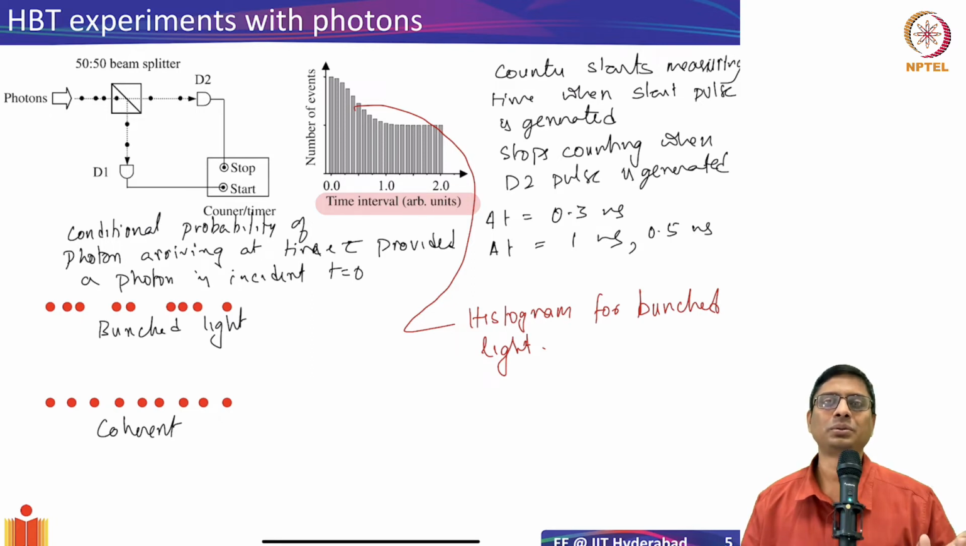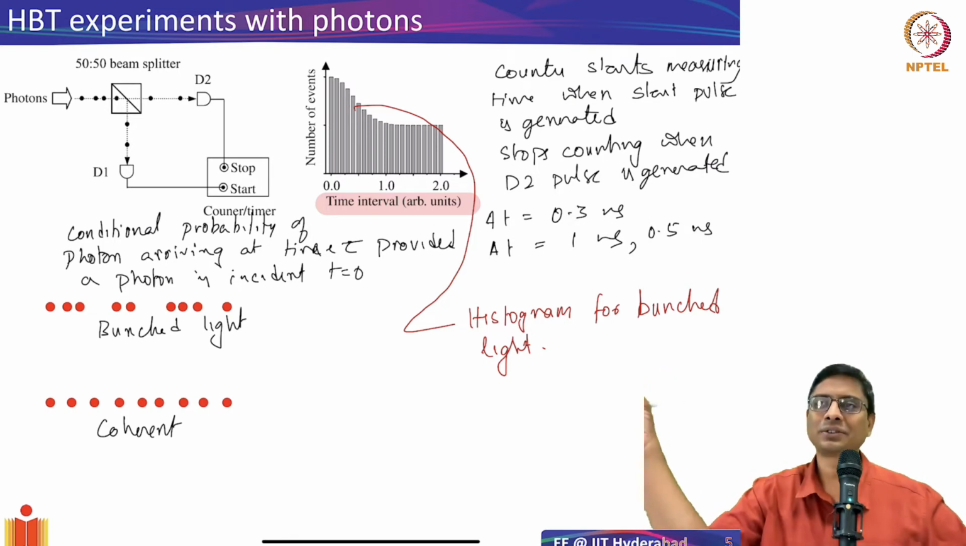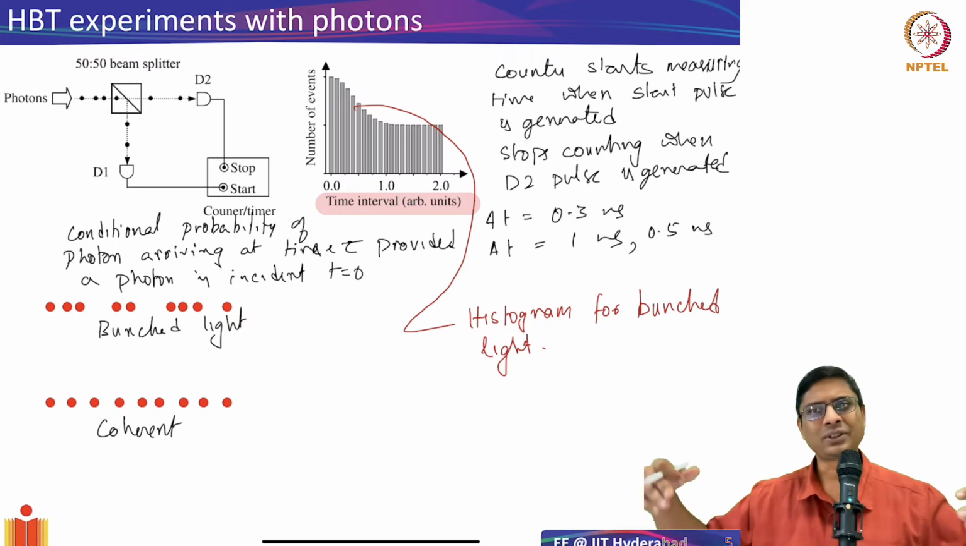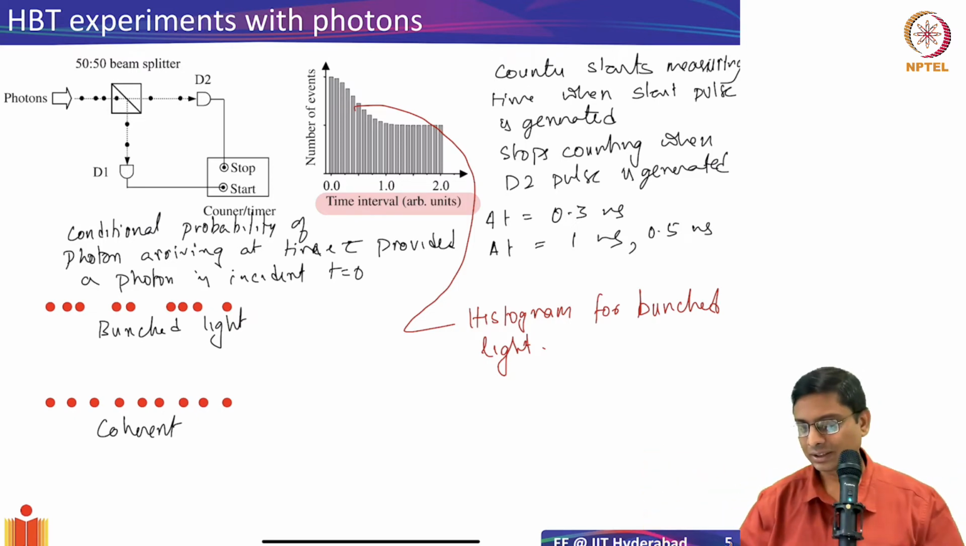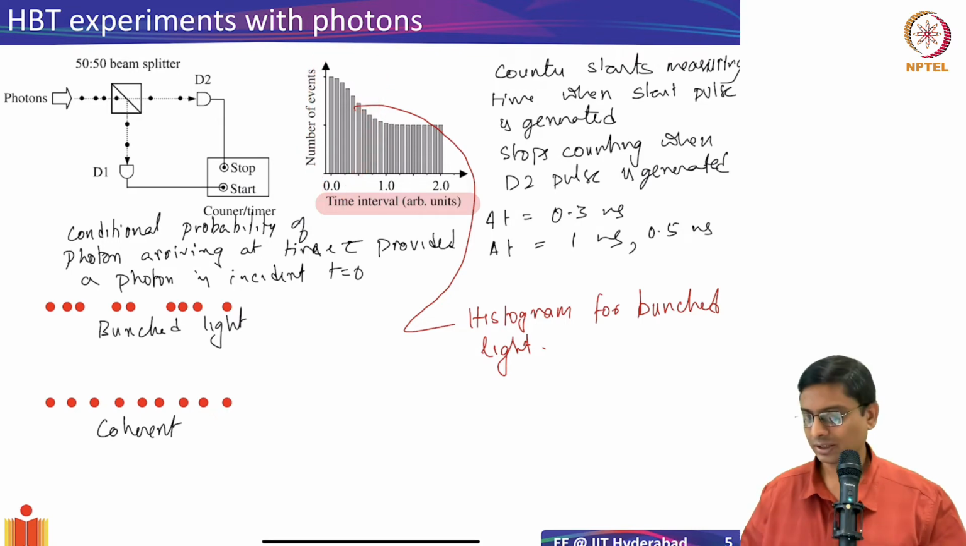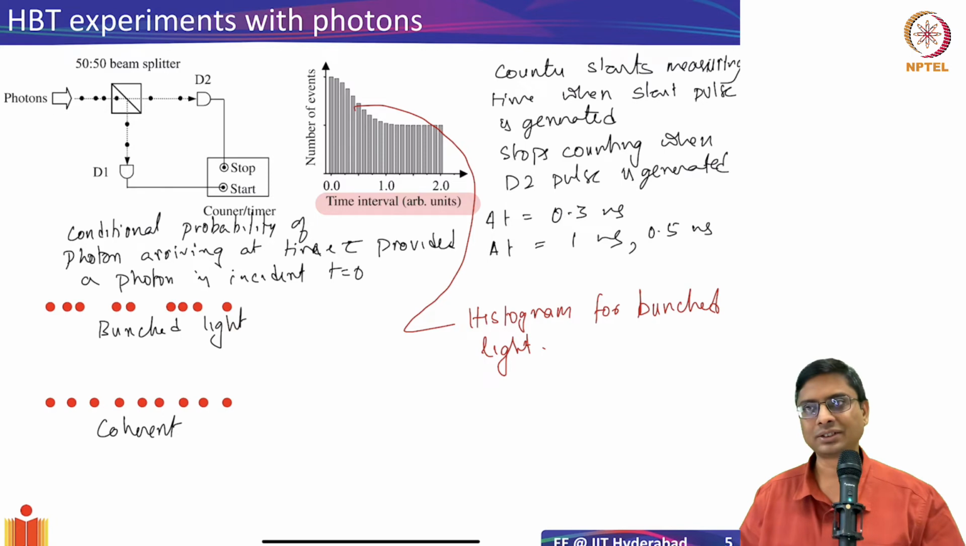Because when you are looking at a small time gap, the photons are bunched. But if you look at long time intervals, you'll find some photon for every set of time intervals. You'll find something. For a 10 nanosecond time interval, 11, 12, 13, you will find. So that is why over a long time the distribution, the histogram, is becoming flat. Only when you have a short time interval do you have a larger probability of finding photons. Okay, so this is a histogram for bunched light.